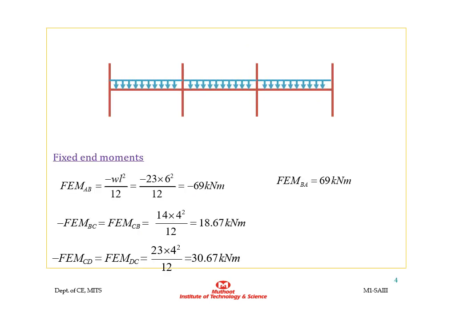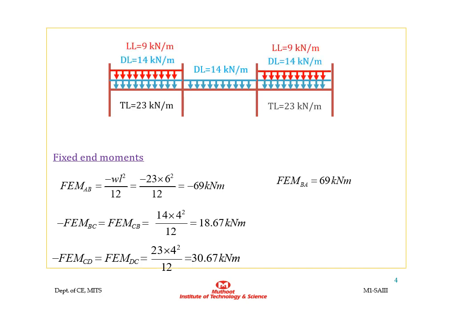Here is the live load and dead load distribution for getting maximum negative moment for the span BC. The total load on BC is 14 kilonewton per meter, that is only dead load. Then span AB and span CD are loaded with the live load as well as the dead load of 9 kilonewton per meter and 14 kilonewton per meter respectively. The total load acting on span AB and span CD will be 23 kilonewton per meter.